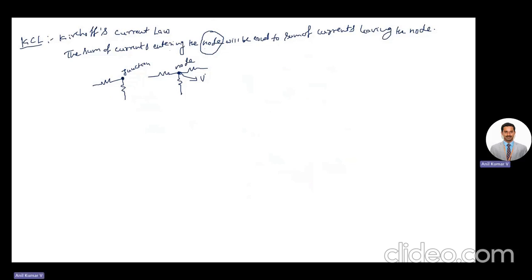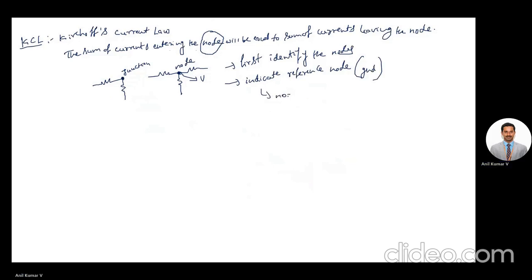So that is one thing. And given any circuit, you need to always first identify the number of nodes, then indicate the reference node. When I tell reference node, it is nothing but your ground node. So when do you call it a ground node? A node with more number of branches connected.